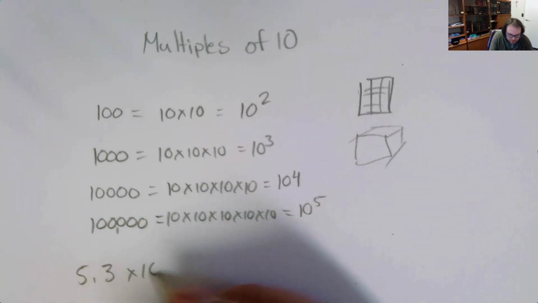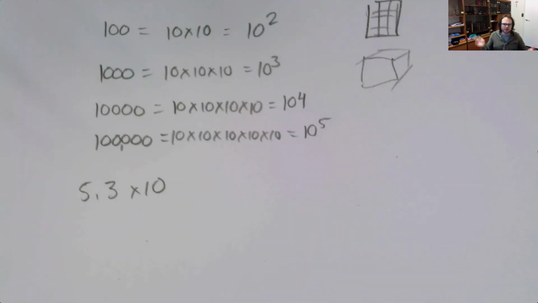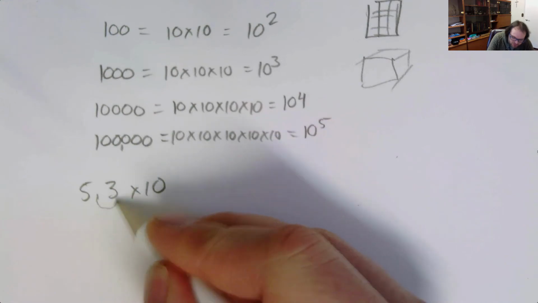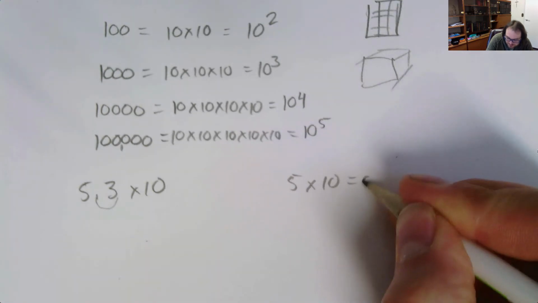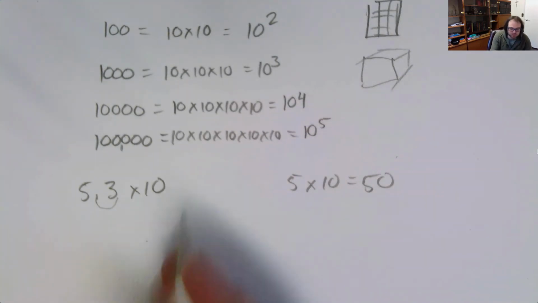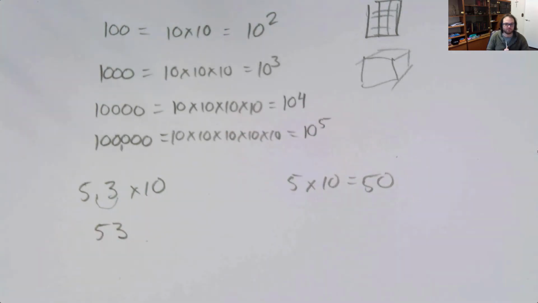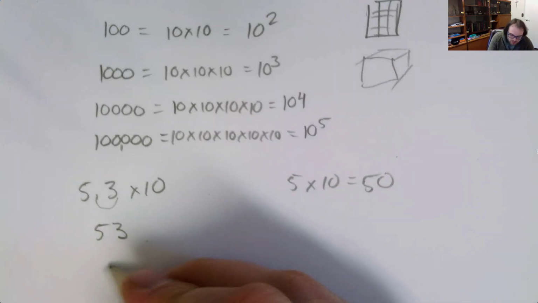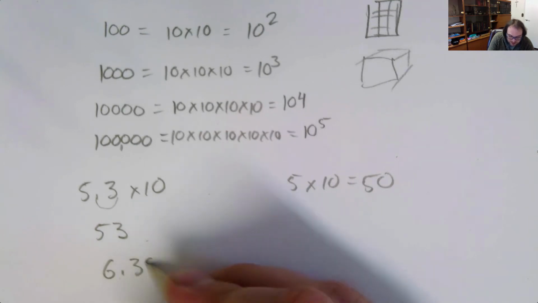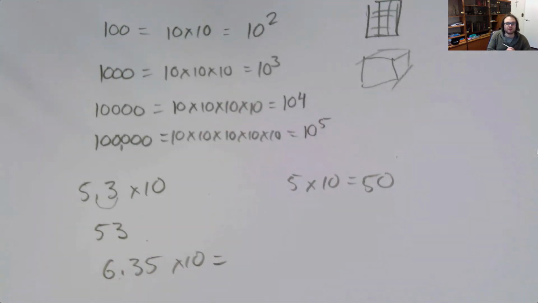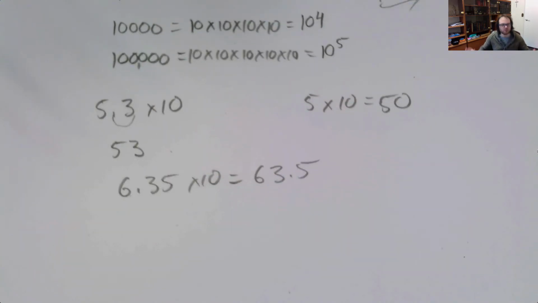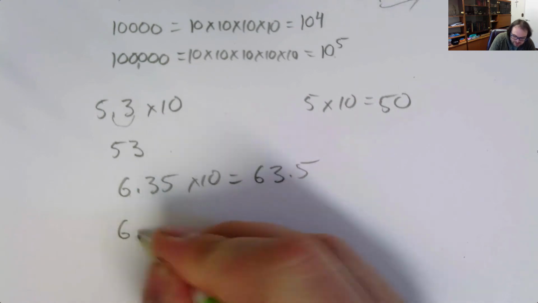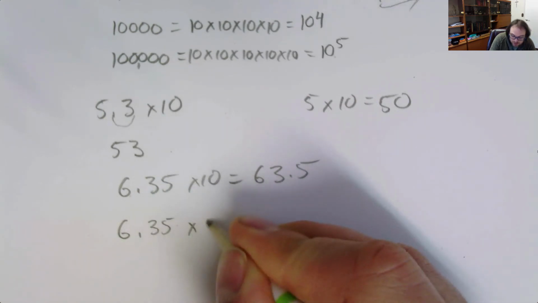5.3, and I want to multiply that by 10. Anytime I multiply by 10, all that means is we move the decimal over 1. So let's just look at 5. 5 multiplied by 10, we know that's 50. So 5.3 multiplied by 10 is going to be 53. All right? So what about 6.35 multiplied by 10? That's going to give me 63.5. Okay, let's try a different one here. I know I'm getting a little bit crazy. Let's try 6.35 multiplied by 100.